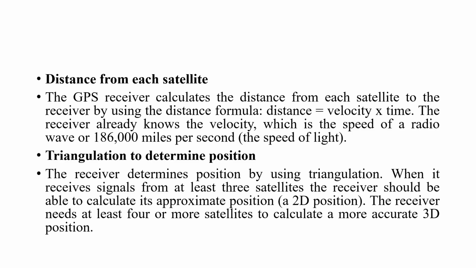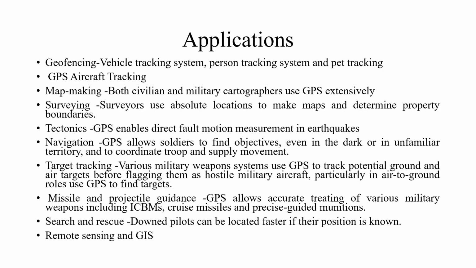Next is triangulation to determine the position. The receiver determines the position by using triangulation. When it receives a signal from at least 3 satellites, the receiver should be able to calculate its approximate position. The receiver needs at least 4 or more satellites to calculate the three-dimensional position.